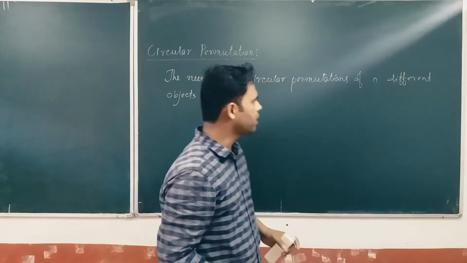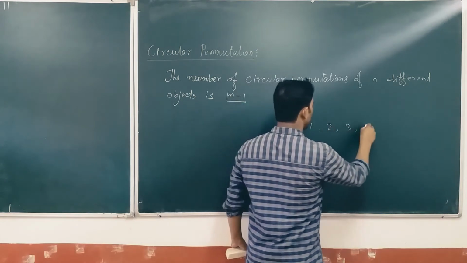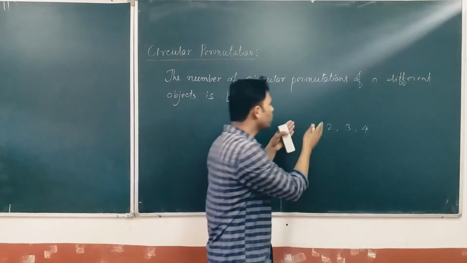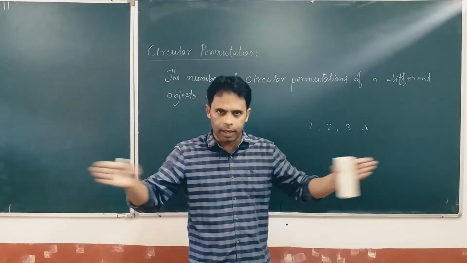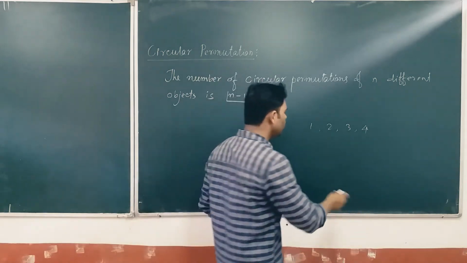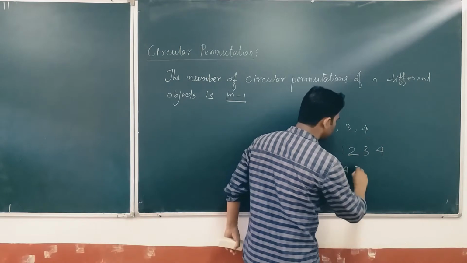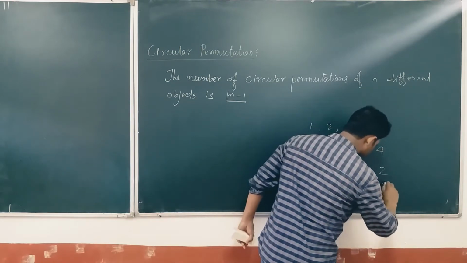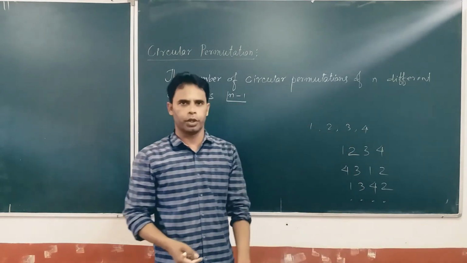Let us take one simple example. Say 1, 2, 3, 4. These are the given different objects. And if you want to place these objects in a linear line, in a linear process, then you can place it like 1, 2, 3, 4, or 4, 3, 1, 2, or 1, 3, 4, 2, and so on. These are all linear permutations.